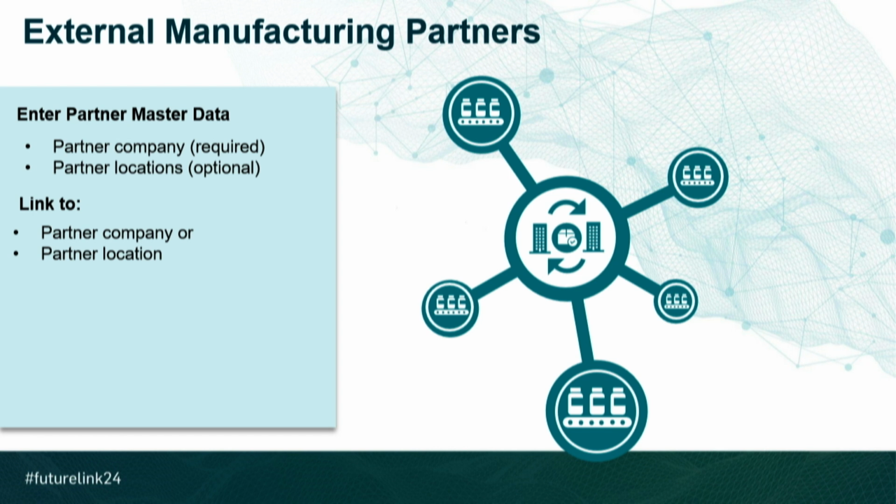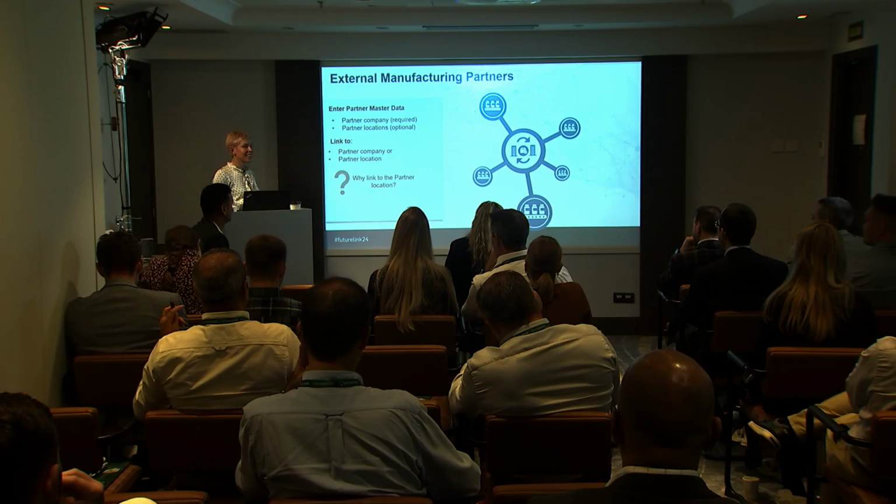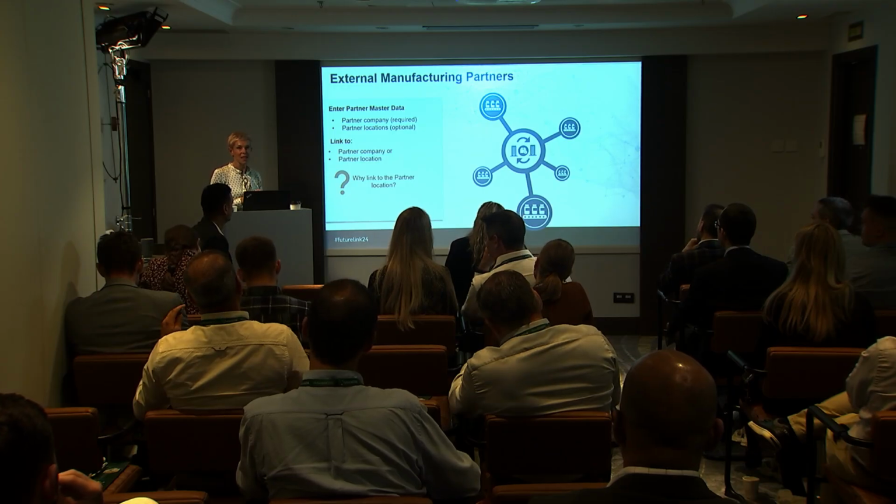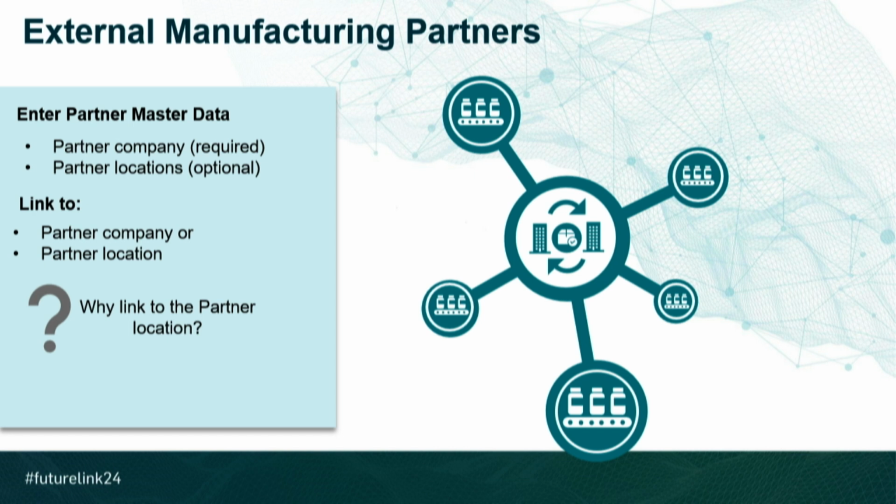Another question is, why do you think you might want to link to the partner's location rather than the company level? So they might have different systems, they might have different file formats. That's one very good example. Another example could be that they are the locations of different legal entities, so you might want to separate the data from each other.